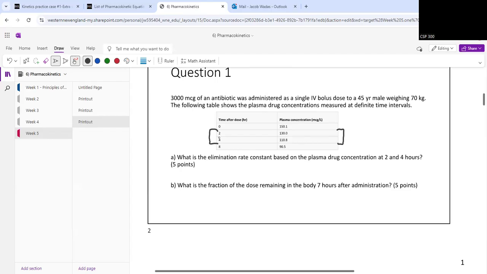Alright, so use points 2 and 4. It's asking for the elimination rate constant, which is just the K. So that's the same equation that we just used before.